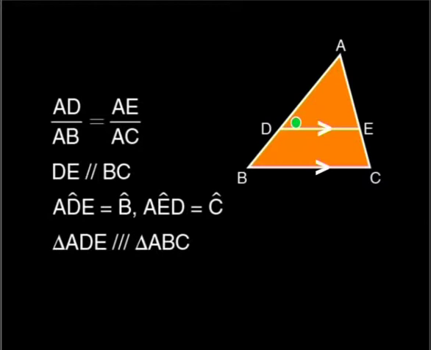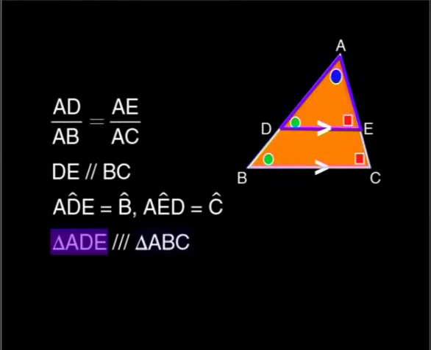So angle D equals the corresponding angle B. And E also equals the corresponding angle C. Of course, angle A belongs to both triangles. So that means triangle ADE and triangle ABC are equiangular.